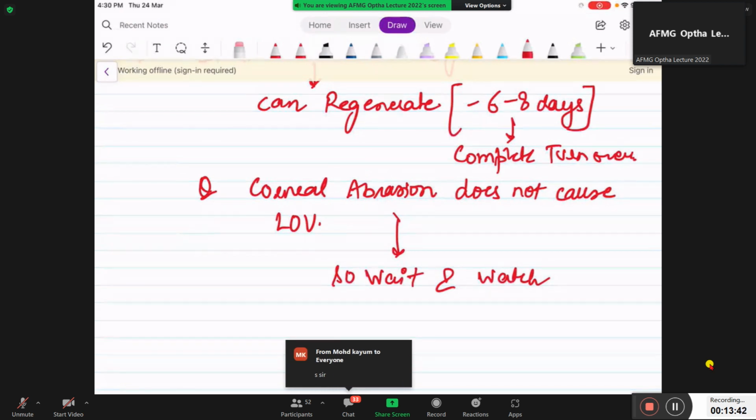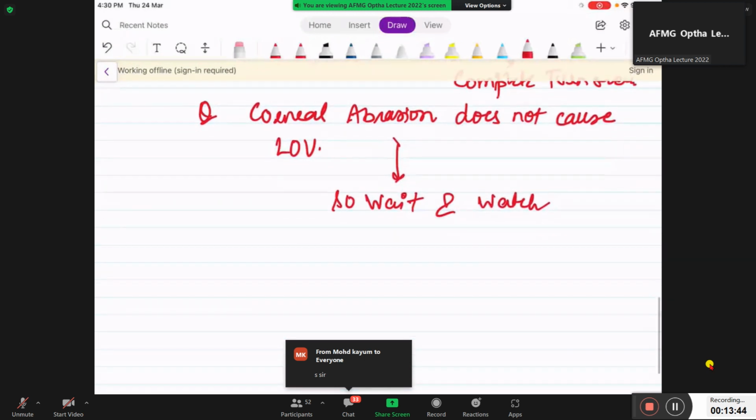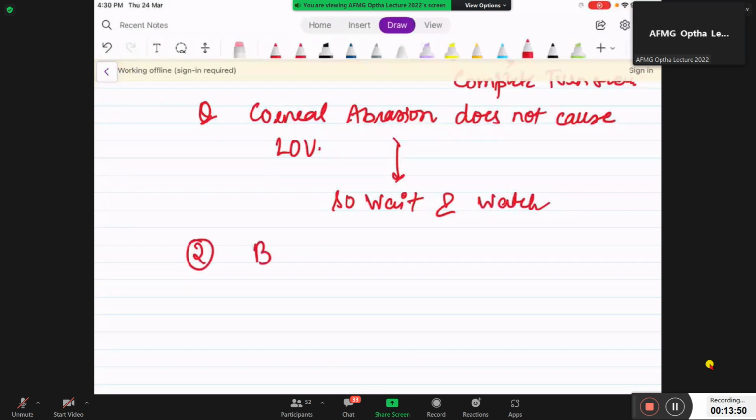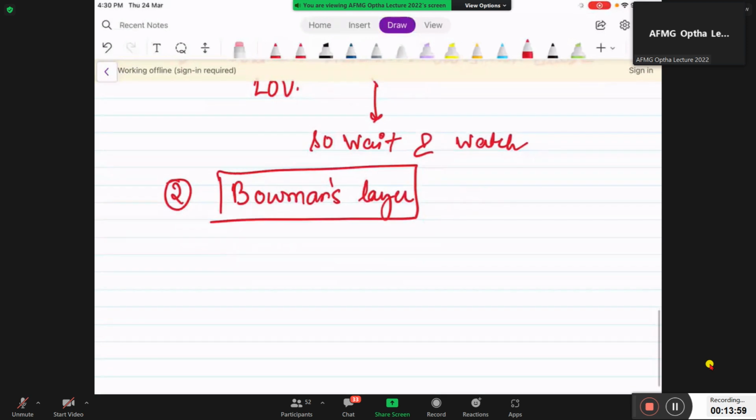Okay. So we have discussed the outermost layer. Mnemonic is A, B, C, D, E. So next is B, right? So the second layer starts from B, which is called Bowman's layer.